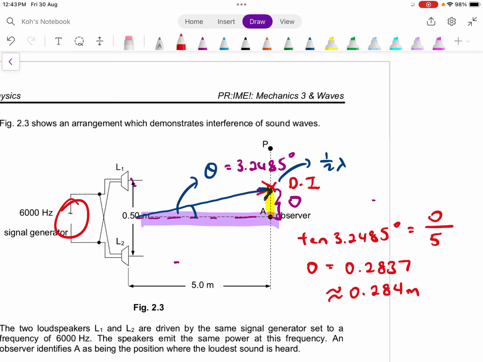So this question involves a bit of similarity of triangles. Let me draw the triangle again. So I draw the initial triangle, first triangle, second triangle. So if I draw this part, this black colored triangle is actually similar to this light blue triangle that I draw here. So that is how we solve this question.